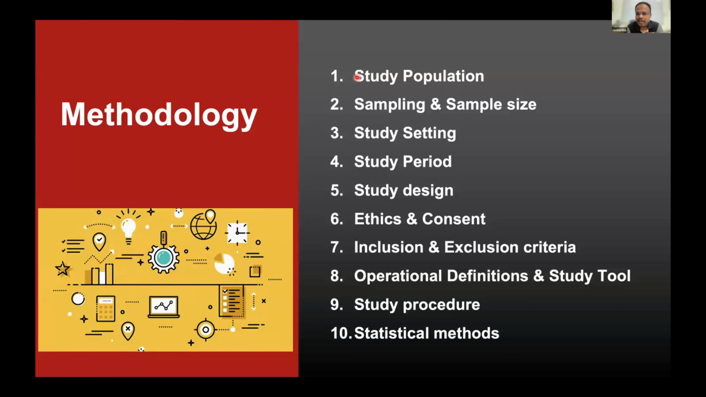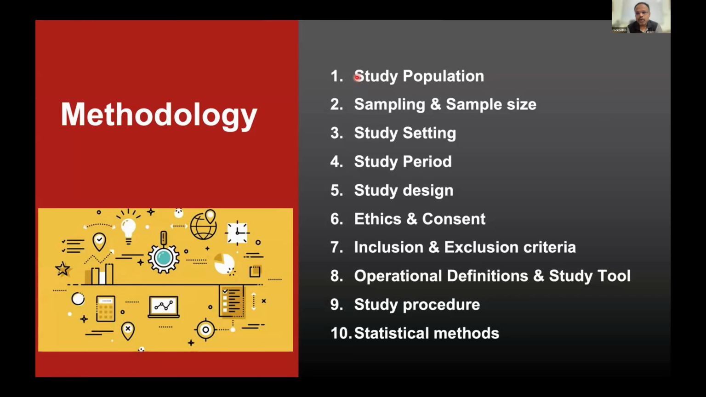Methodology. So it is the bottleneck of any research. So how you are doing the research. So you need to have a clear idea of how you are going to do the research. So for this question to be answered, I am giving you a simple solution.